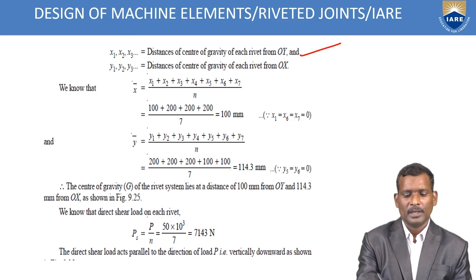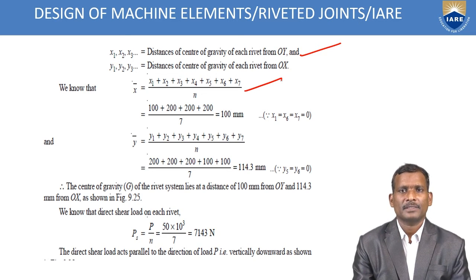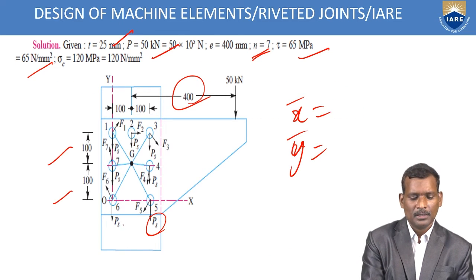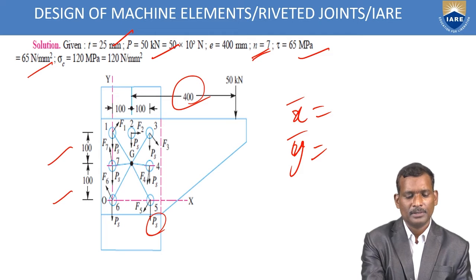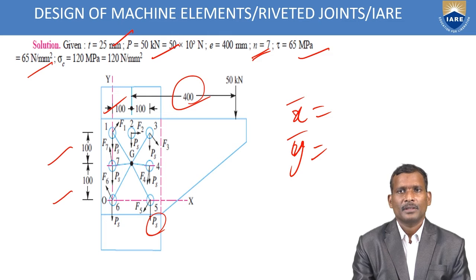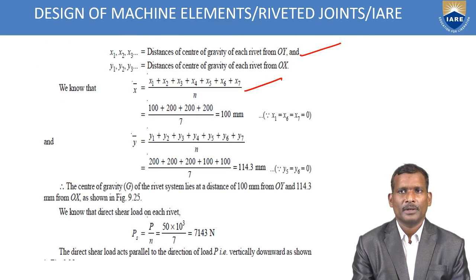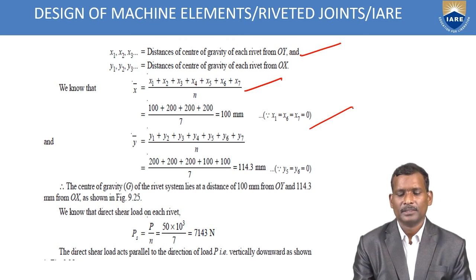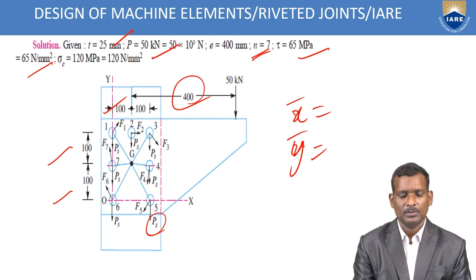Now calculate x bar. The given x1 is, what is the x1? 100. So the distance of the first rivet is 100 from its center of gravity. The second one also 100. Sorry, the third one 200 and the second one 200. Like that, calculate x bar. You will get x bar as 100 mm. Here x1, x6 and x7 are 0.